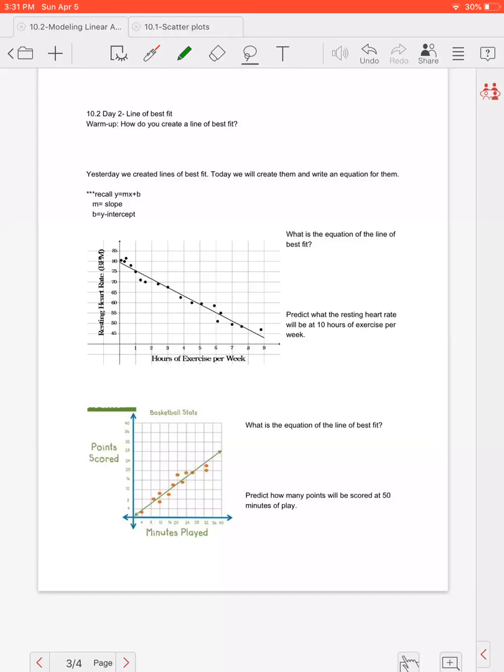Guys, and welcome back. We are going to be talking about line of best fit and writing the equation for them. So go ahead and take a second in your warm-up to pause the video and write, how do you create a line of best fit?